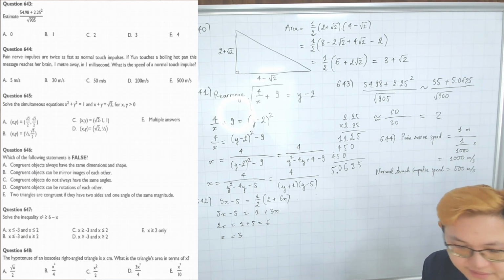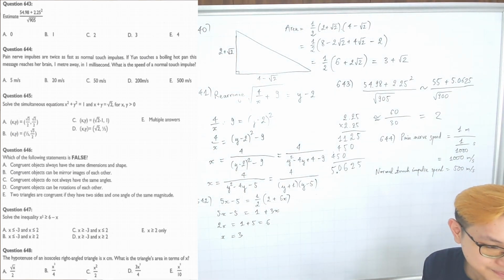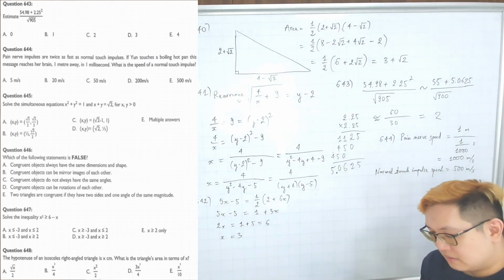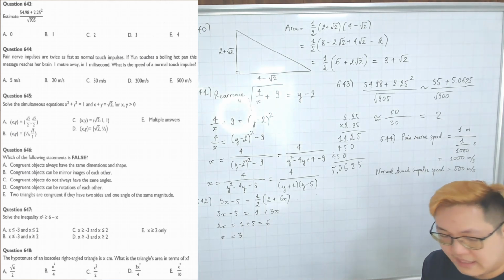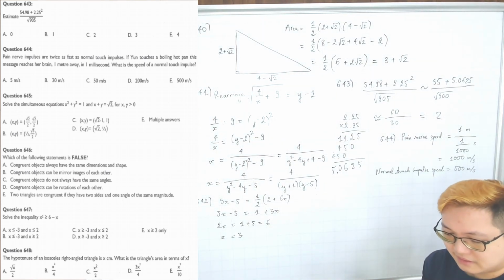So what's the answer? Is it E? E, very good. Câu này hợp lý. So this is actually correct. Đi lẹ lắm. 500 meters per second.